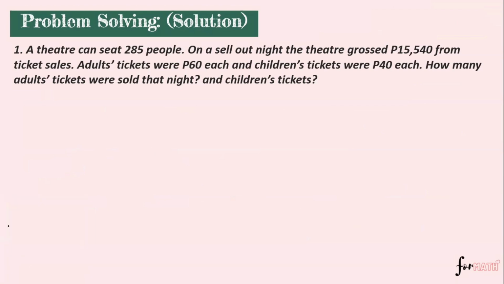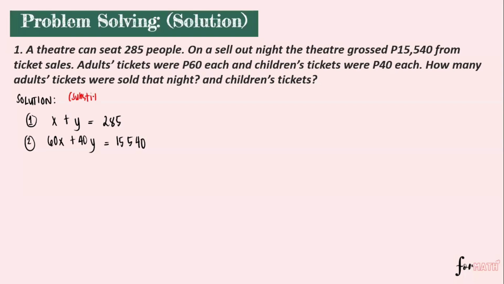Let's write the solution. Let's write our given. Equation number 1 is x plus y equals 285. And equation number 2 is 60x plus 40y equals 15,540. We're going to use the substitution method, or we can also use the elimination method. It's up to you.